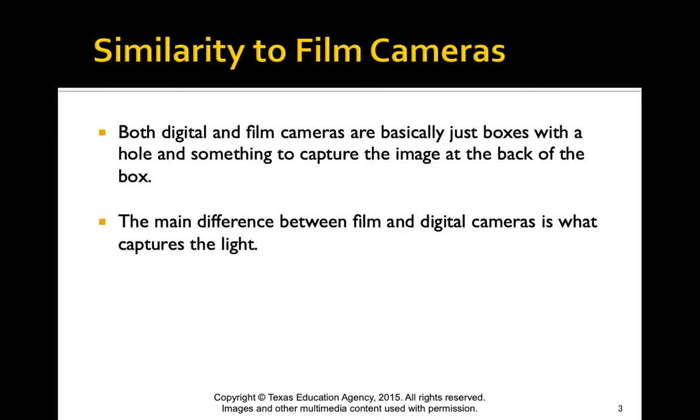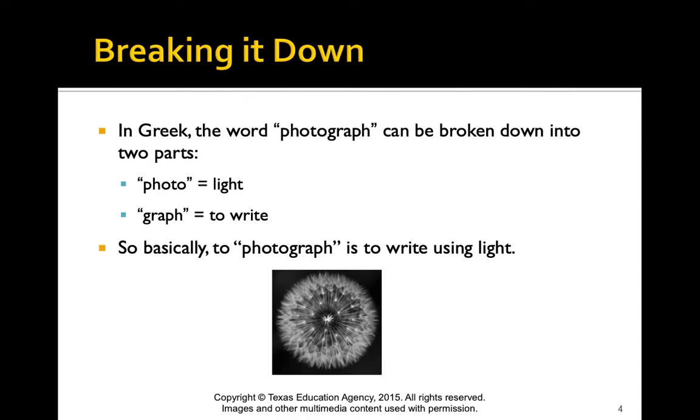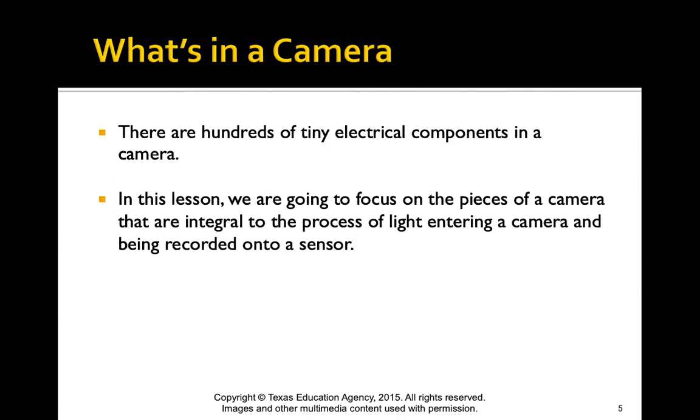Both digital and film cameras are basically just boxes with a hole in them to capture an image to the back of the box. But the main difference between film and digital cameras is what captures the light. So we're going to break it down because this is what makes things really different. In Greek, the word photograph can be broken down into two parts: photo, which means light, and graph, which means write. So a photograph means to write with light.